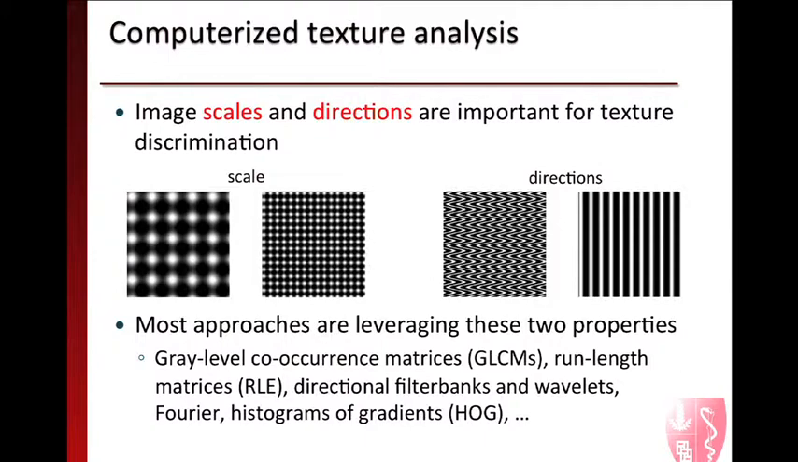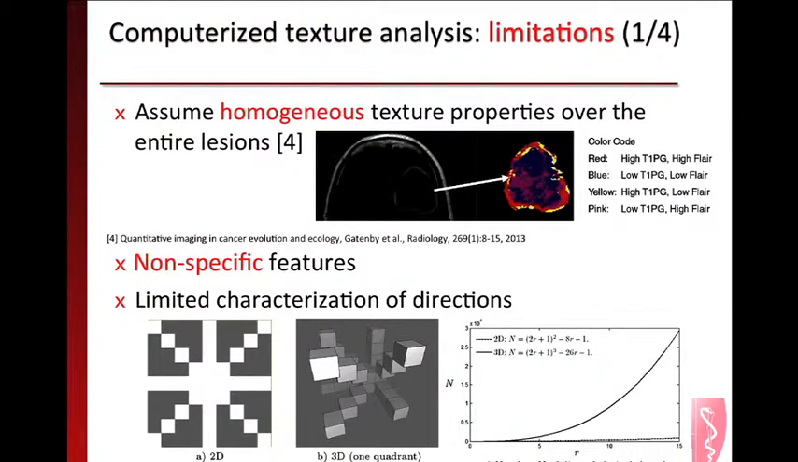But there are many limitations of these approaches, and we will go through some of them now. So most approaches in radiomics are assuming that the texture properties are homogeneous over the whole lesion. So if you consider here, for instance, a glioblastoma tumor in MRI, it's pretty clear that the texture is very different close to the boundaries, or maybe here, which is maybe a necrosis region, or another region with proliferative cells. So if you average the texture properties over the whole lesion, then you will miss a lot of information.